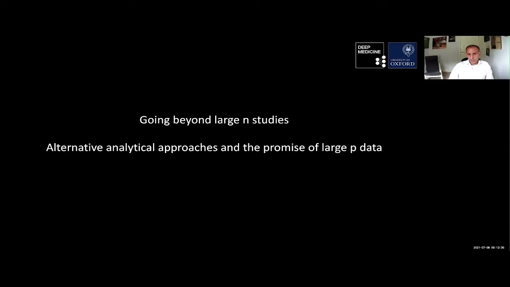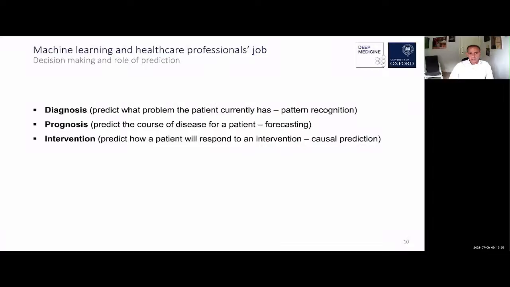But of course, the promise of machine learning and digital health is to use alternative analytical approaches that leverage not only the large N in those data sets, but also the large P, where we have multiple measurements per individual, often a high-dimensional data set. And the question is, how can machine learning help and advance healthcare and science in that field?